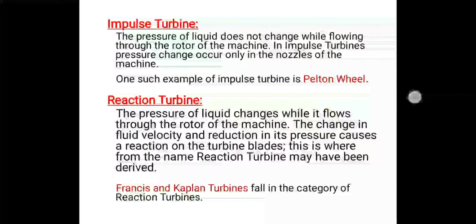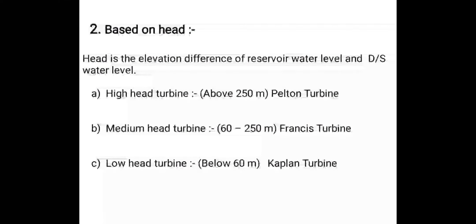Next is classification based on the head. The head means elevation difference of the reservoir water level and the dam water level. First is high head turbine, which is having the head above 250 meters. The example of high head turbine is Pelton turbine.